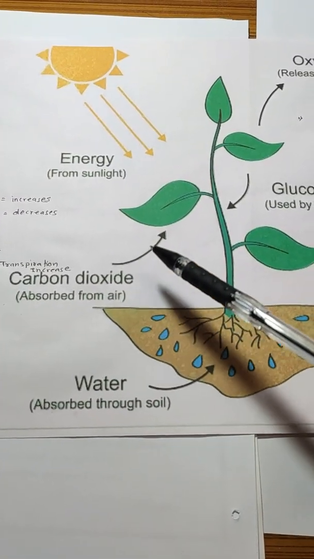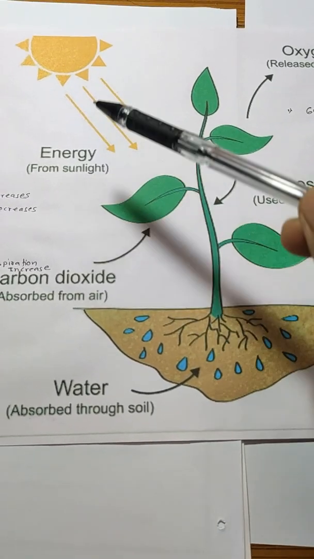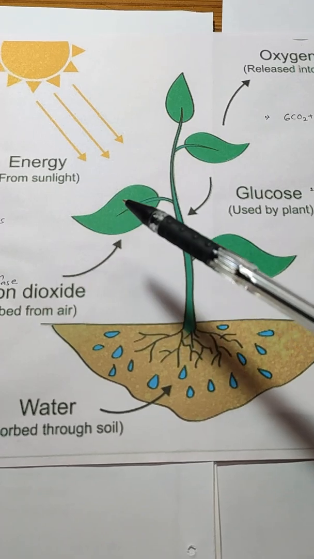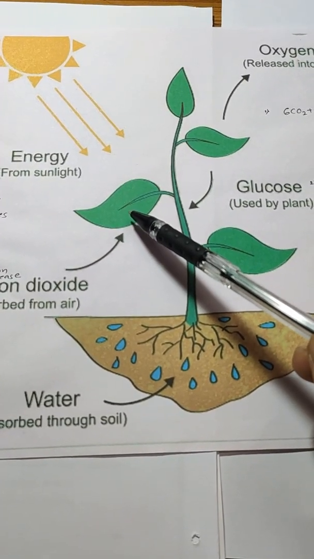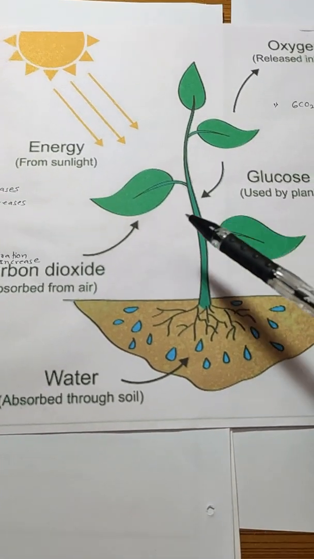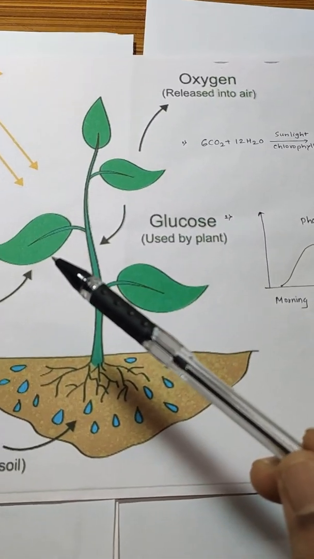So sunlight is very important for plants to produce food materials. Carbon dioxide is absorbed by the leaf, water is absorbed by roots, and sunlight is absorbed by chlorophyll pigments present in the leaf, and food material is formed in the leaf. So light is important for photosynthesis.